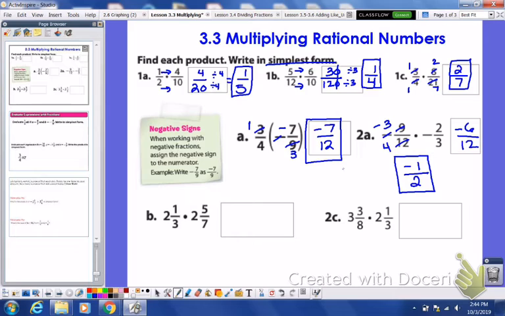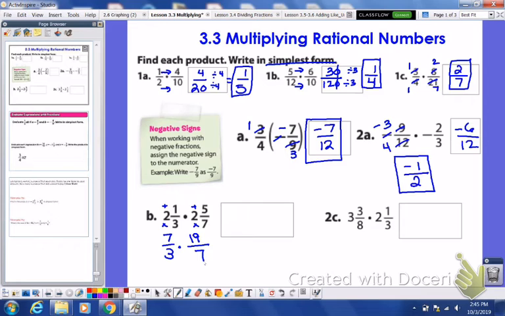Alright, moving down to B. 2 1/3 times 2 5/7. I cannot multiply as it is right now. First, we need to change these into improper fractions. So we multiply, then add, in case you can't remember that. So 3 times 2 is 6, plus 1 is 7, so 7/3. Times, same thing, multiply, then add. 7 times 2 is 14, plus 5 is 19 over 7.